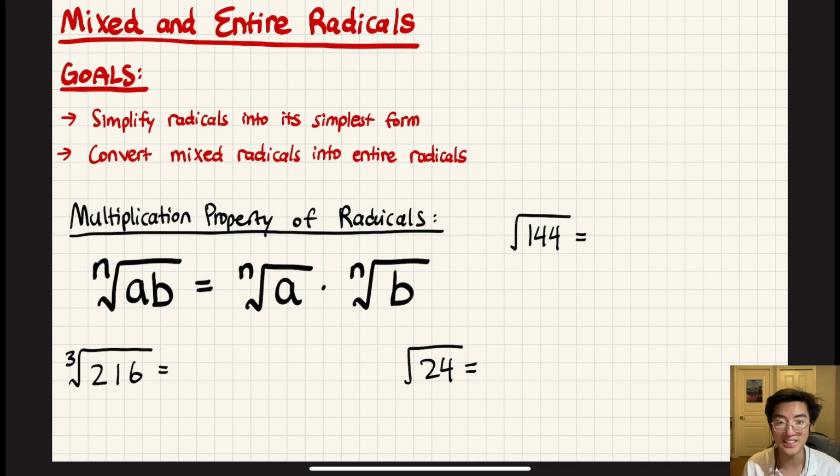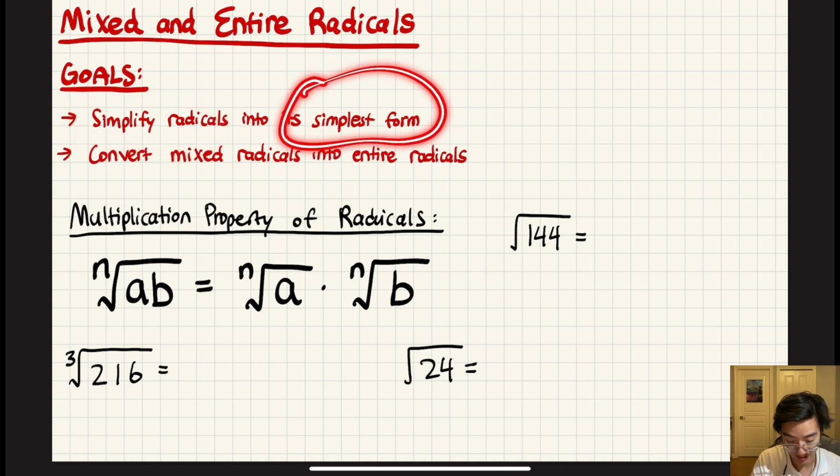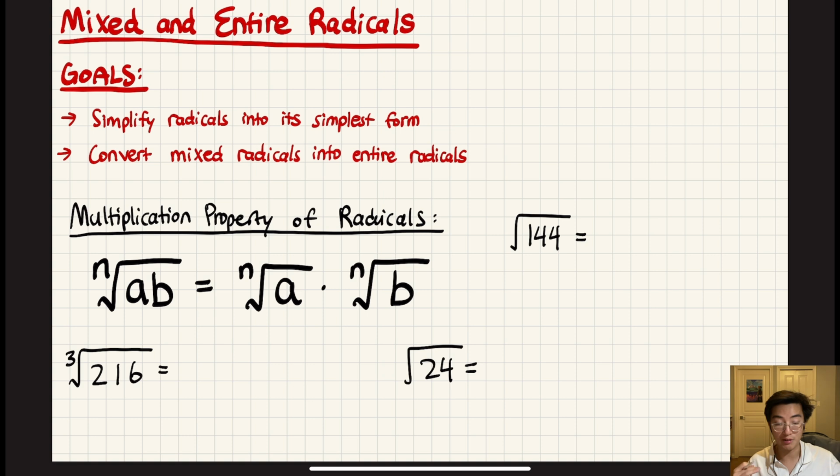Alright, welcome to our lesson today on mixed and entire radicals. Today we will learn how to convert radicals into mixed radicals, or into their simplest form, and the other way around too, where we convert mixed radicals back into their original form, the entire radicals.